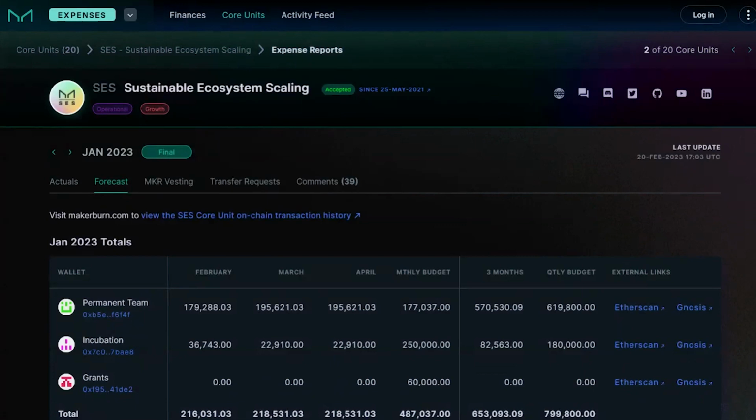And then that is put next to the monthly budget that we have available and compared to the total 3-month expense and then also the quarterly budget. So this is really to make sure that the runway of the core units is in place so that they can continue operating without issues. And of course that they also do not exceed the budget cap that they have been allocated by Maker governance.